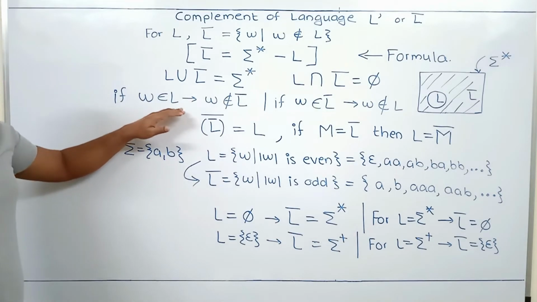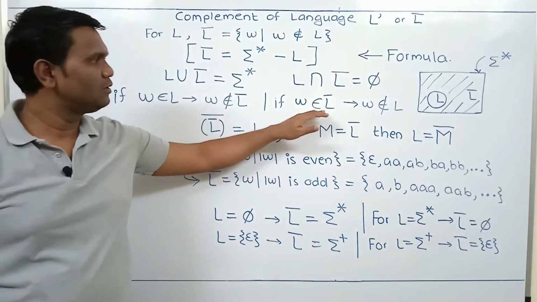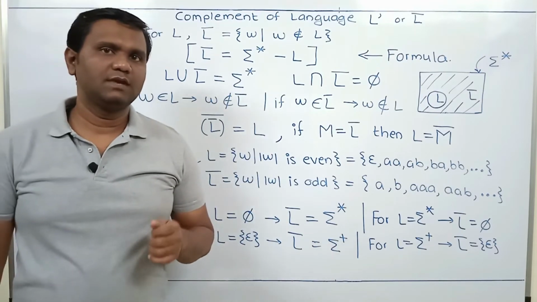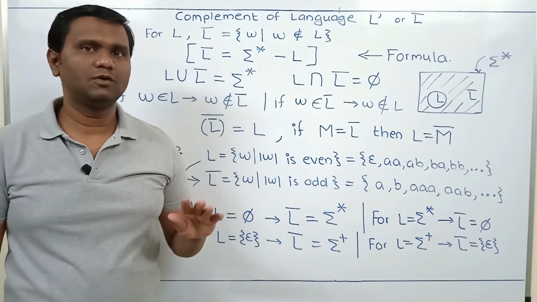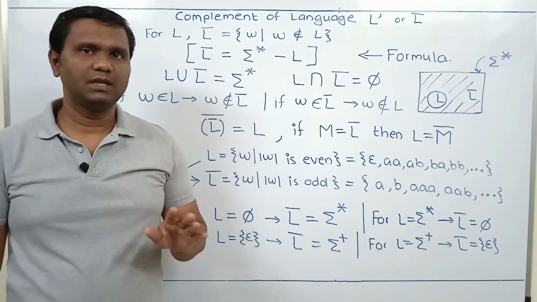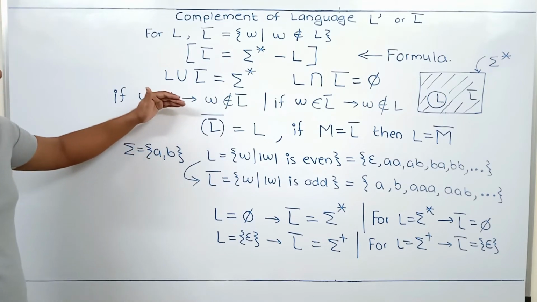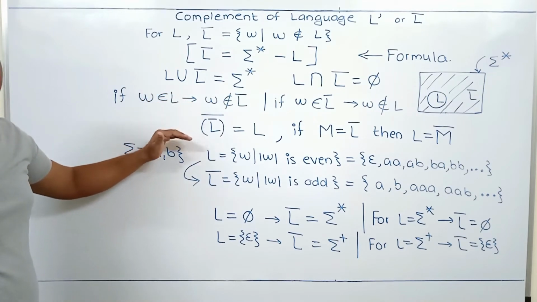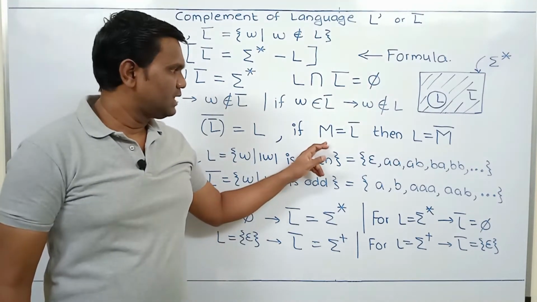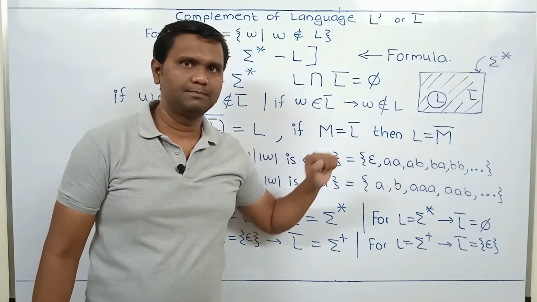So if W belongs to L, W does not belong to L complement, and similarly if W belongs to L complement, W does not belong to L. For any string over the given alphabet, the string will either belong to the language L or it will belong to the language L complement. It will not be in both. Now for a given language, if you calculate complement of the complement, you will get the original language. Then if language M is complement of L, then language L is complement of M.